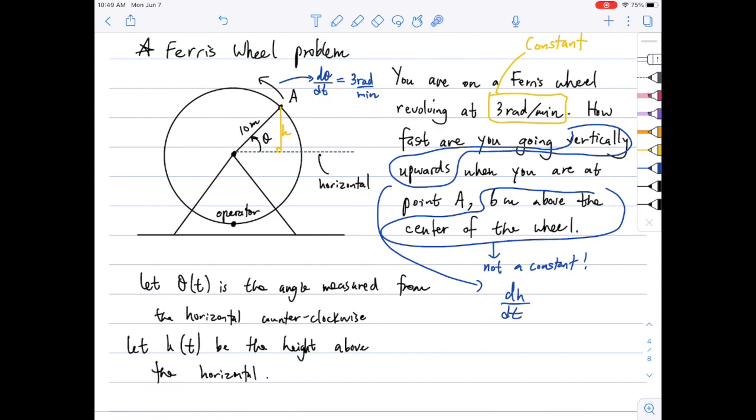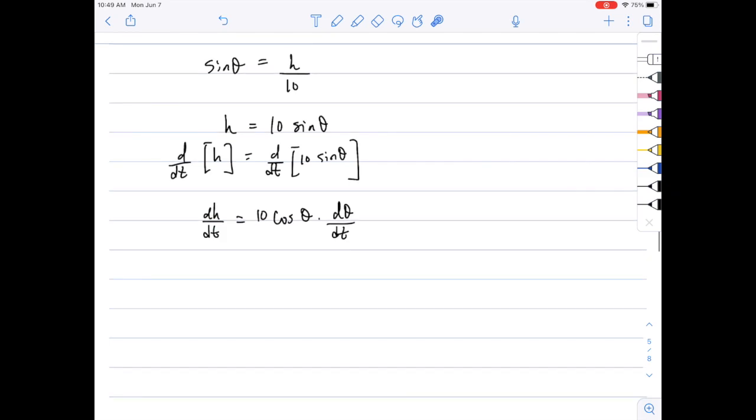We want the instant in time when we are 6 meters above the center of the wheel. So what we want is the rate when h is 6. This is where I'll make a second drawing. In the second drawing, h is 6 meters. The radius is 10 meters.